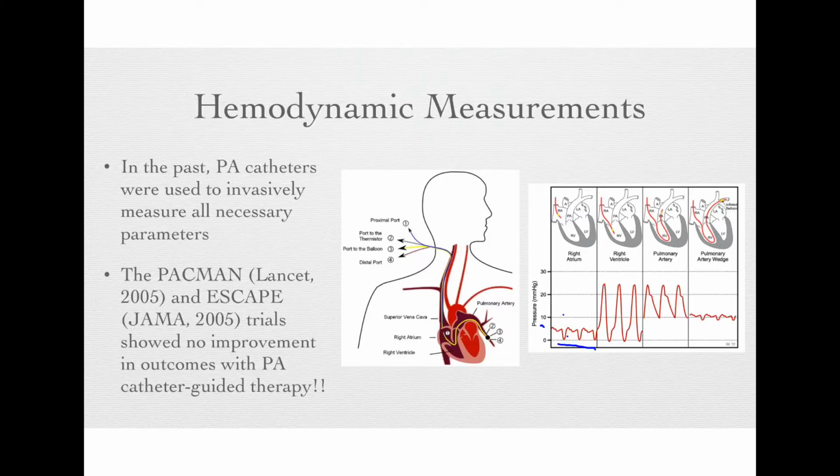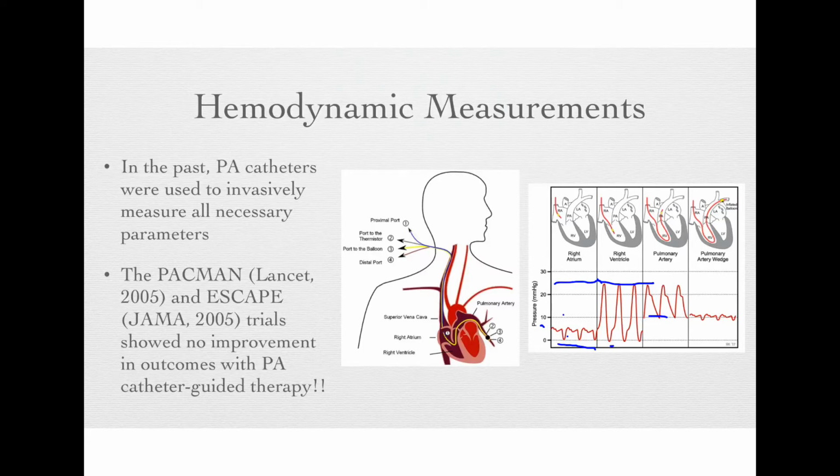Once the catheter tip enters the right ventricle, there's a marked difference between systolic and diastolic pressures. This is how you know that you're in the right ventricle. The usual average right ventricular systolic pressure is around 25, and the diastolic pressure is essentially around 0. Once the tip crosses the pulmonic valve and enters the pulmonary artery, we see that the systolic pressure still remains around 25, but the diastolic pressure is higher, around 10.